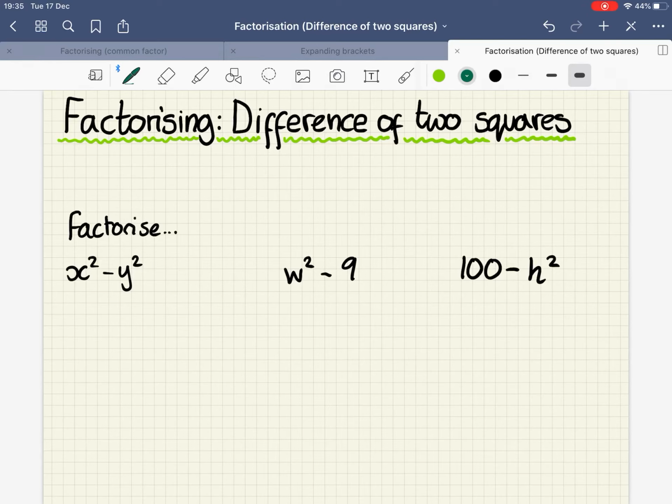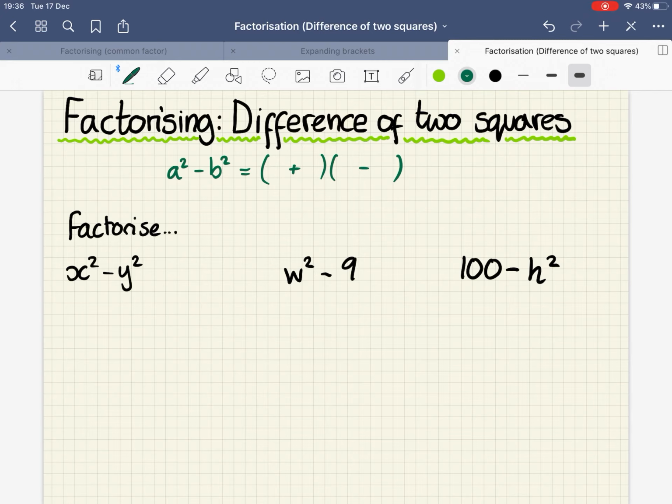Okay, so looking at factorising our difference of two squares. What that means is if I have two numbers that I can square root, which has a negative in between, I have a little trick to help me out with it. So essentially, it's going to be double brackets. It's going to be plus, minus.